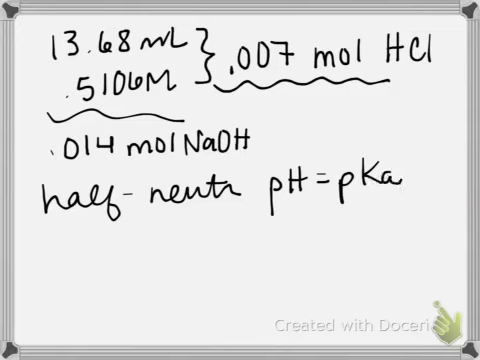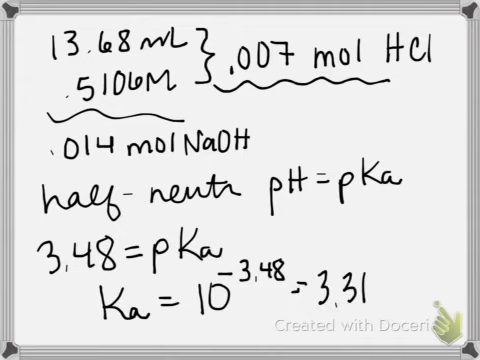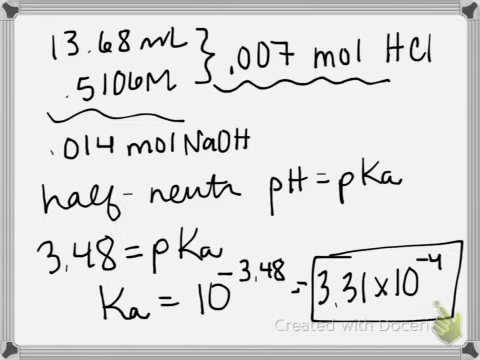And what we know at the half neutralization point is the pH equals the pKa of that weak acid. Okay, so they tell us the pH at that point was 3.48, so the pH equals the pKa. So to solve for the Ka, it's going to be 10 to the negative pKa, so 10 to the negative 3.48. So when you plug that in, what we get is 3.31 times 10 to the negative 4. And it's a Ka value, so there are no units.